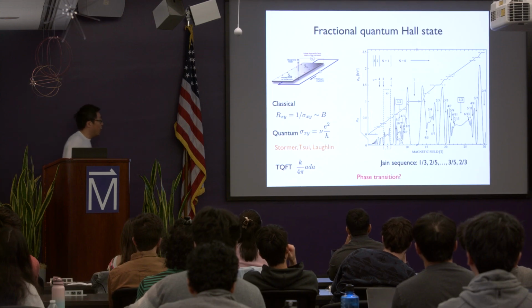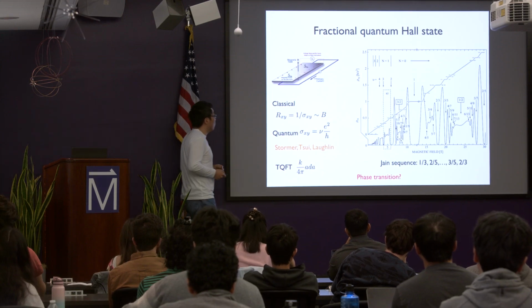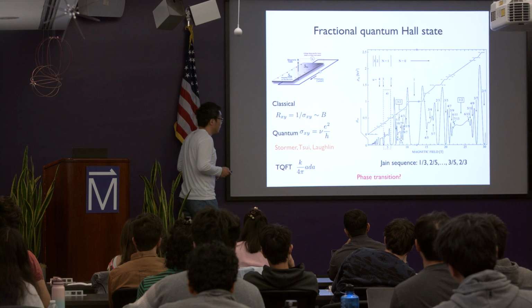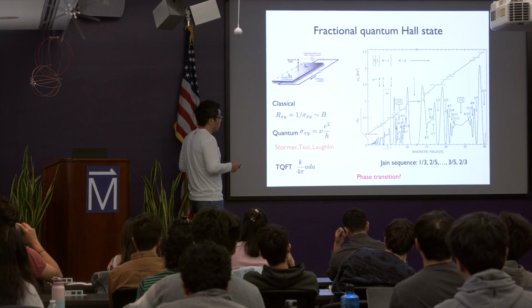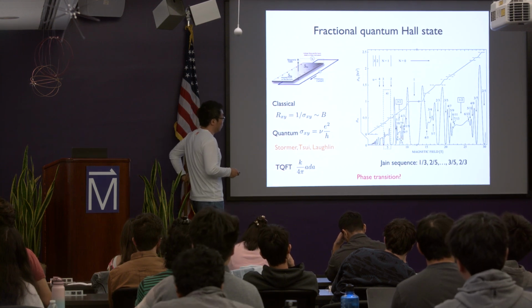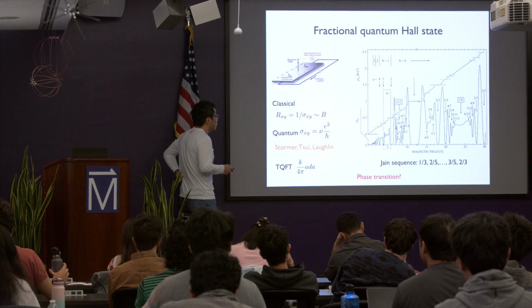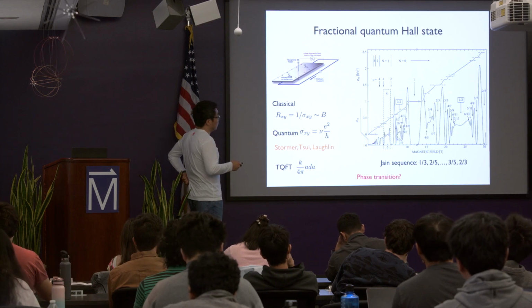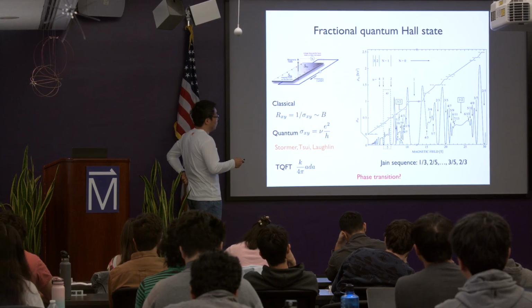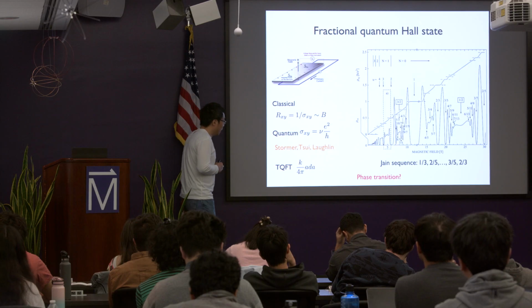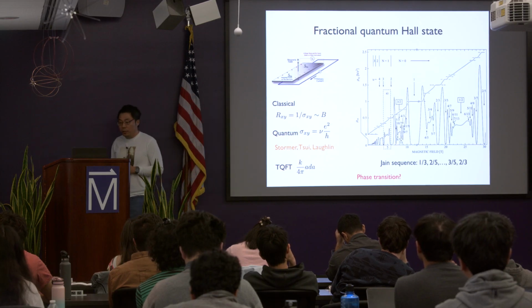Okay, I don't think I need to say much about the fractional quantum Hall state. We know that there are many plateaus, and many of those are the so-called Jain sequence. A very interesting question is to consider phase transitions between those plateaus. That's what Ilya has talked about.